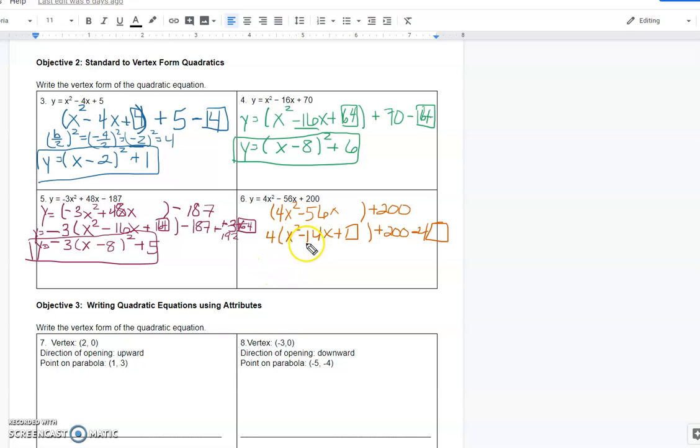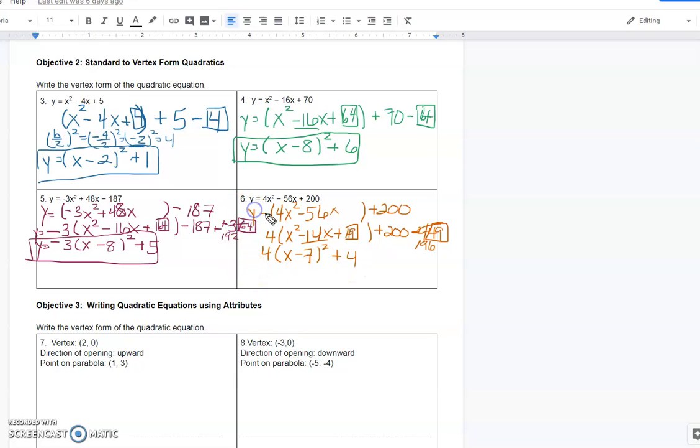Okay, if I take half of 14 and square it, I get 49. So 49 goes into my squares. And I get 4 times x minus 7 squared, because that was the half piece. And then I have to simplify plus 200 minus 4 times 49. And that gives me 196 when I multiply that out. So 200 minus 196 gives me positive 4.